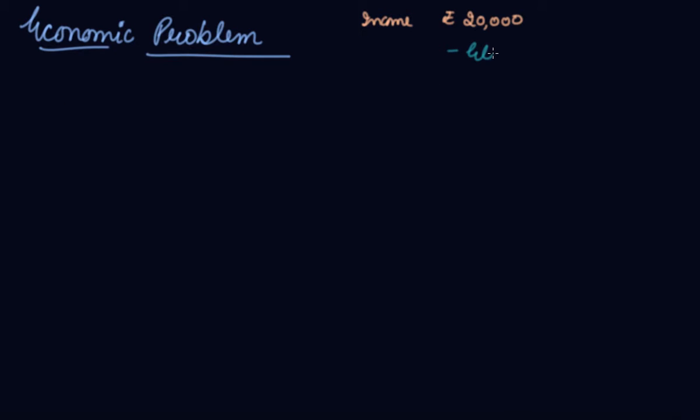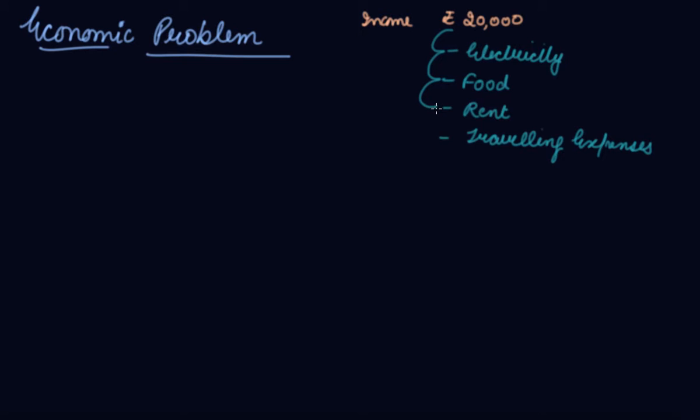Now, there are many expenditures that you have to do. Let's say electricity, food, rent, then your traveling expenses, right? Now you have to allocate this 20,000 to these. Now let's say after doing all this, you are left with 5,000 rupees.